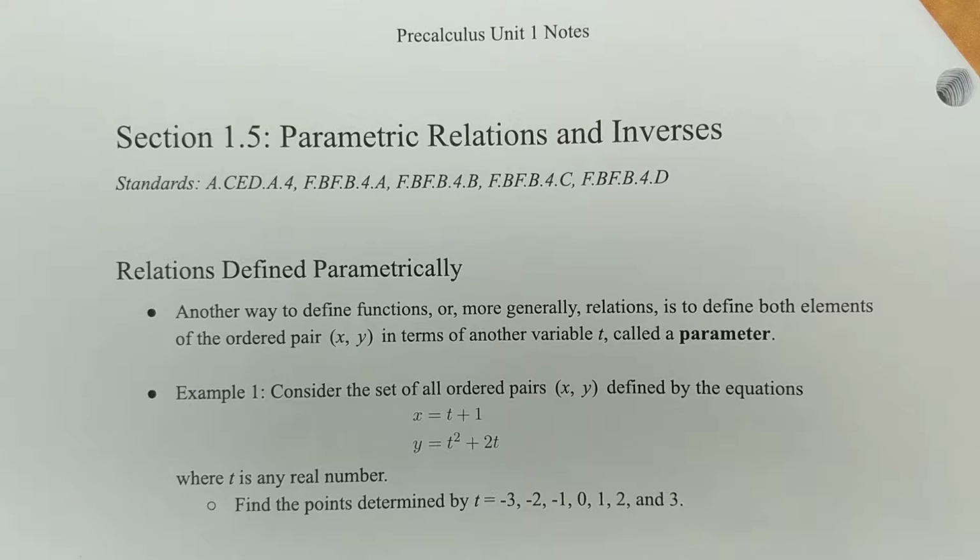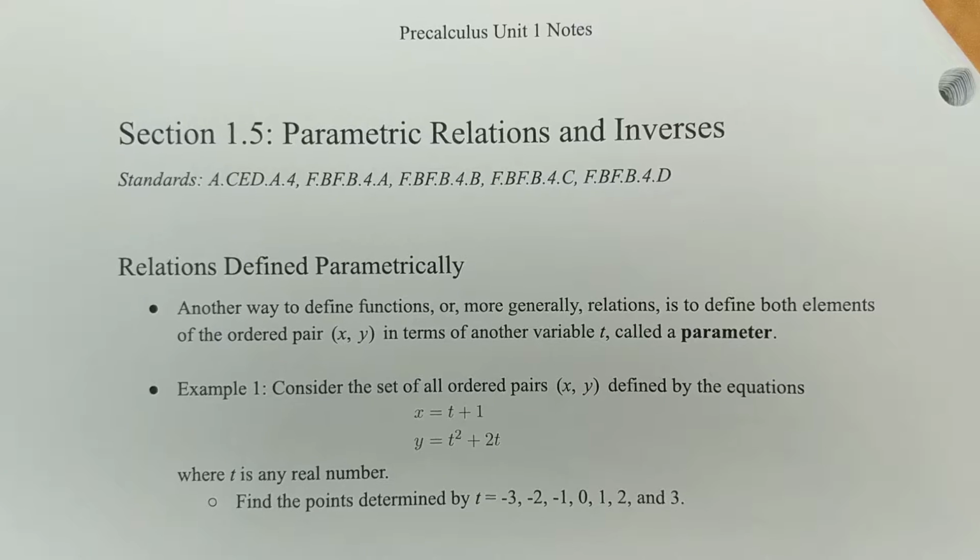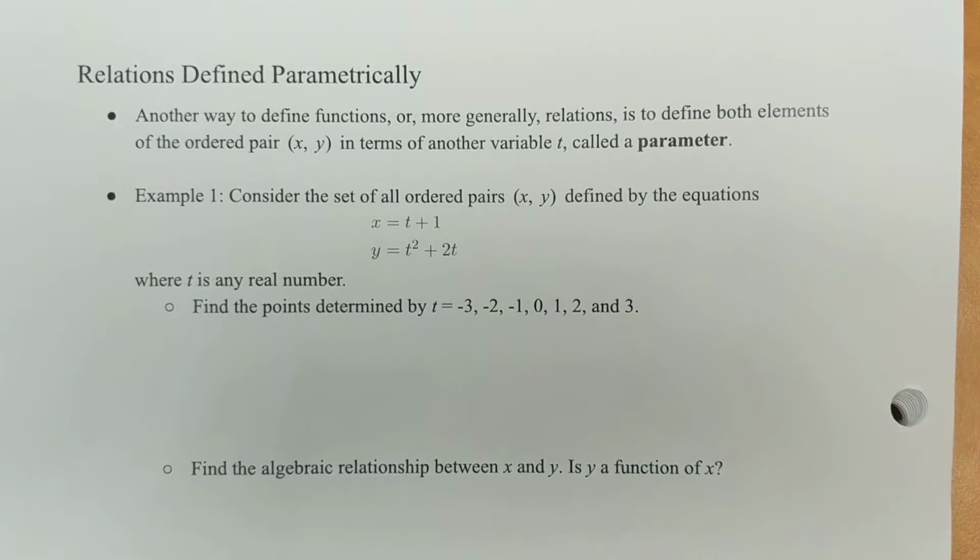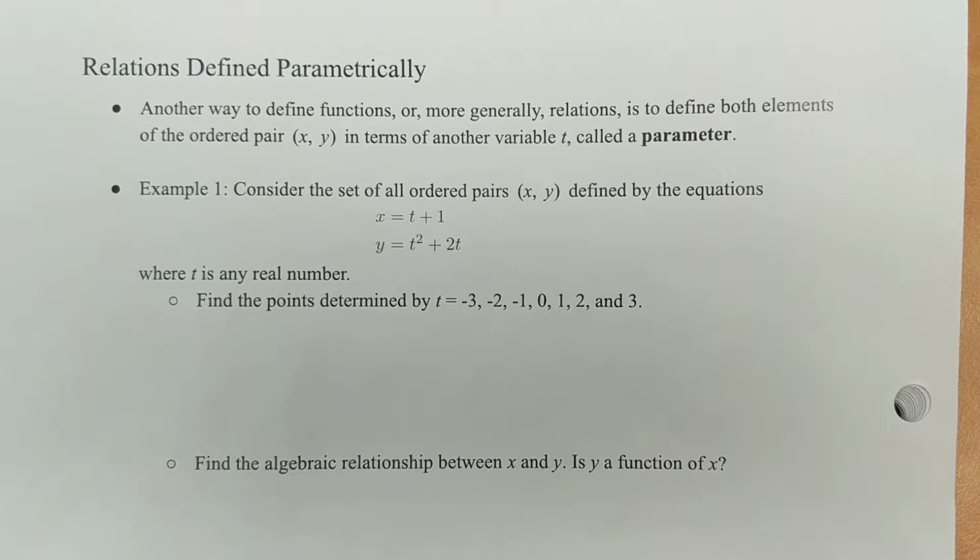Here we have the notes for Section 5, Parametric Relations and Inverses. Down here we have the definition for relations defined parametrically. That means that you're defining x and y in terms of a third variable t, and that t is referred to as the parameter. If you look at example 1 there, this is an example of what it looks like.